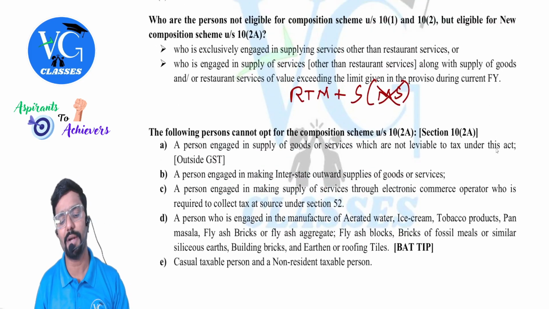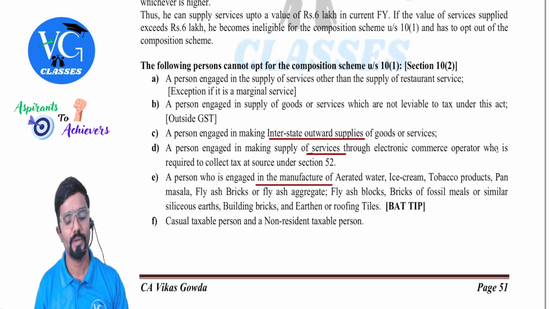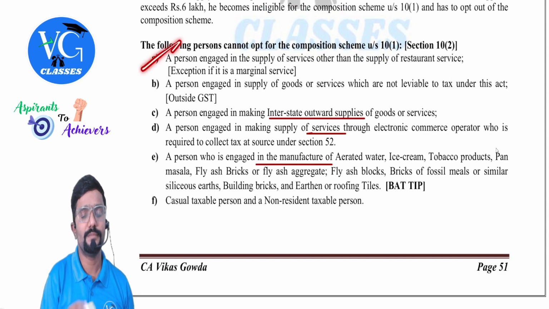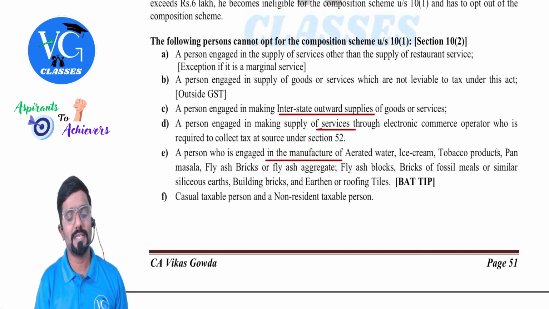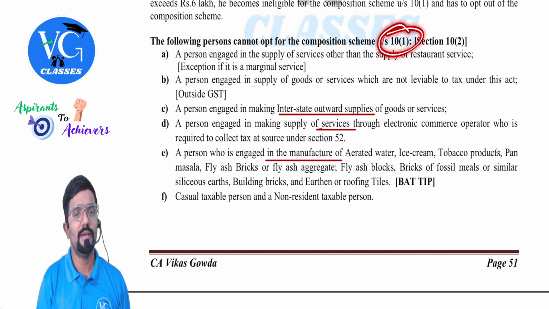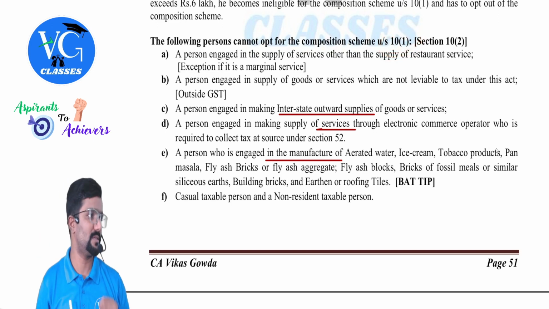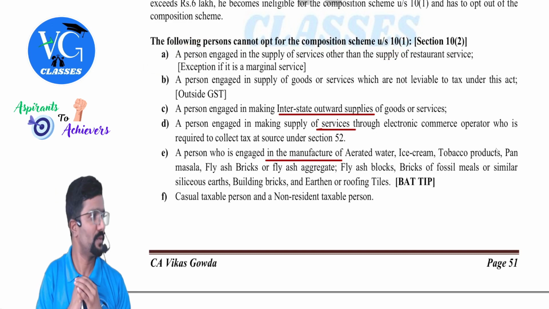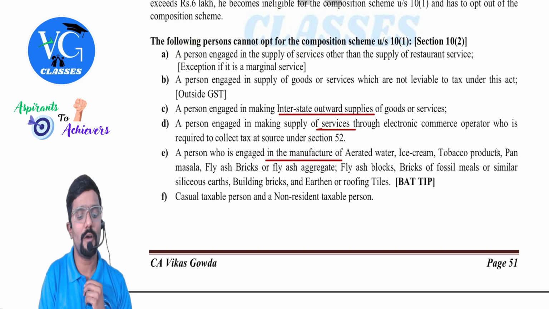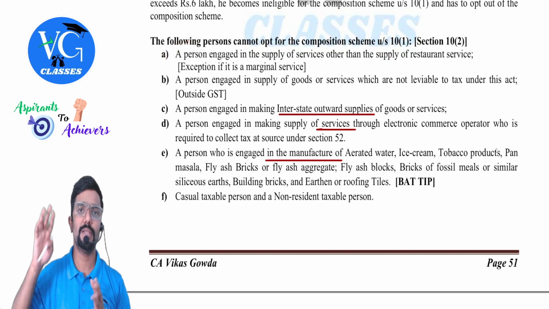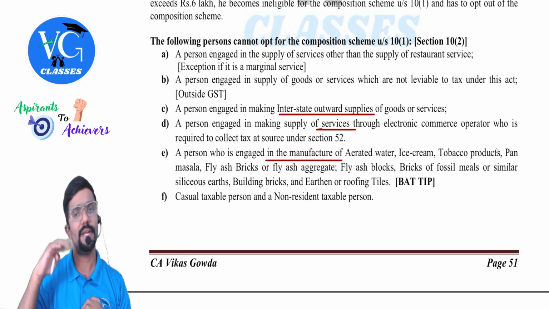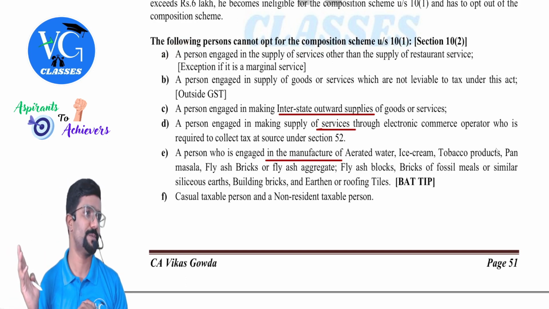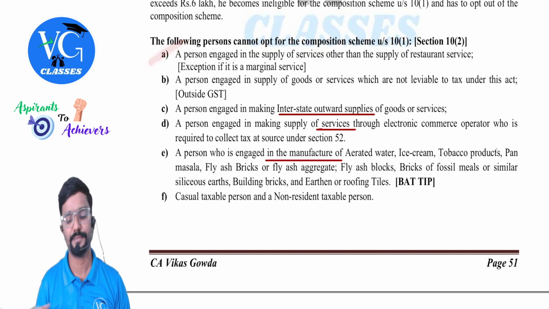But one thing which is not covered here, I will just show you this one. Because this guy was not eligible for 10(1). But is he covered in 10(2)(a)? Yes. That is, who is providing service other than restaurant, which is not marginal. So obviously this point is not covered there, because this guy is not eligible for 10(1). But is he eligible for 10(2)(a)? Yes. Here, this one thing is missing there.